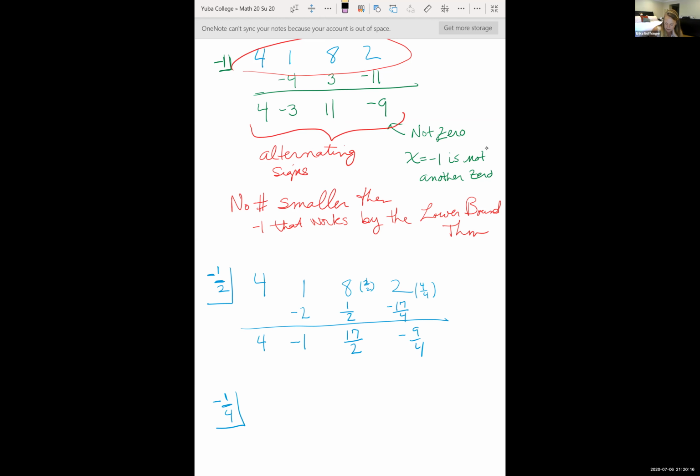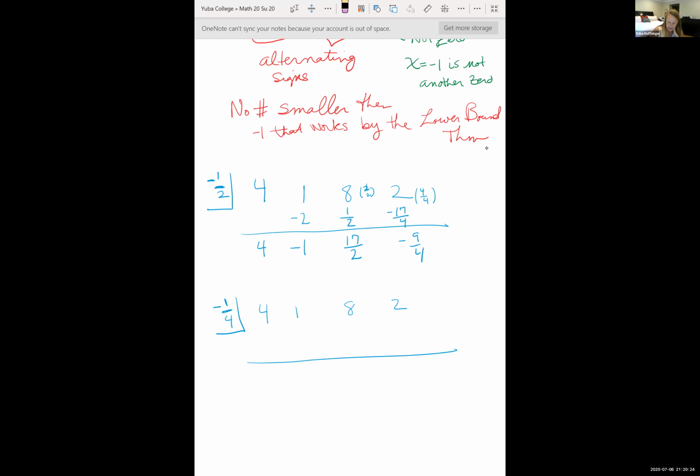So just rewrite the numbers above, 4, 1, 8, and 2. Bring down our first number, 4. -1/4 times 4, that's -1. -1 plus 1 is 0. -1/4 times 0 is 0. 8 plus 0 is 8. -1/4 times 8 is -2, 0. So x equals -1/4 is a 0.